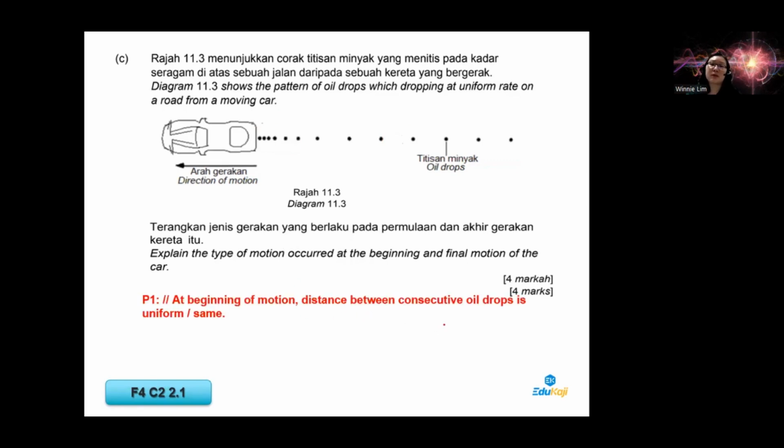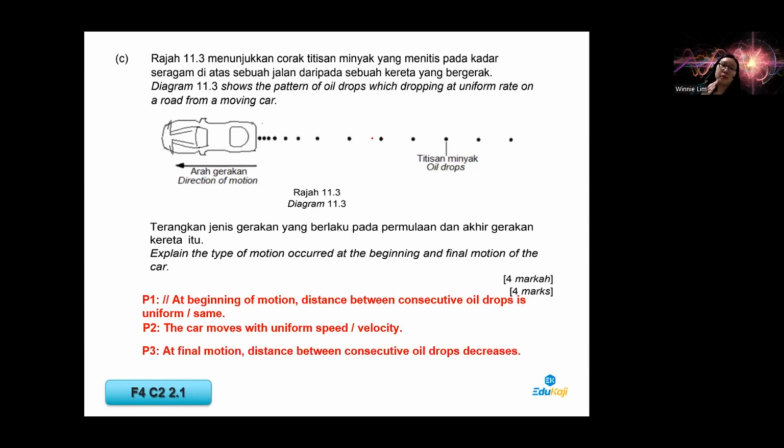At the beginning, you say the distance between 2 consecutive oil drops is uniform, the same. So you explain the pattern first. Then they move at uniform velocity or constant velocity. But at the final motion, the distance between the dots is getting shorter between 2 consecutive ones. Consecutive means the points next to each other, or you can say continuous also. Therefore, you are moving with decreasing velocity or deceleration. This is how you get 4 marks for these conceptual questions.